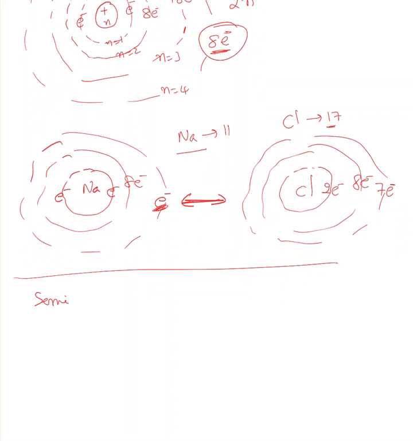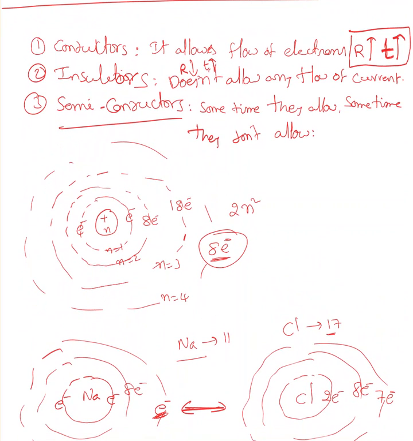Before going to the semiconductor, let me talk about conductors or insulators one more time. When it comes to the conductors, this is the outer band, I mean orbit basically. An electron can jump from one band to another band.